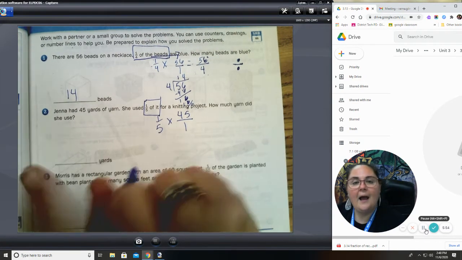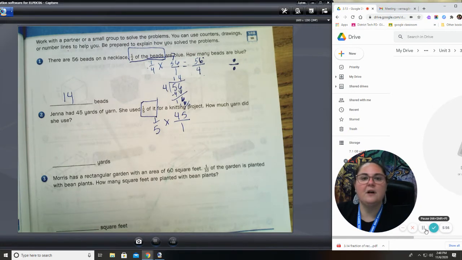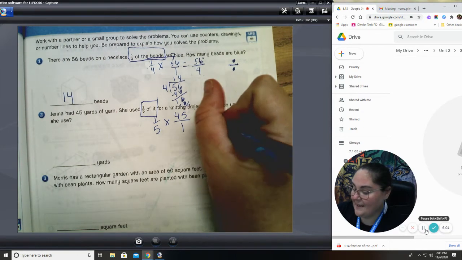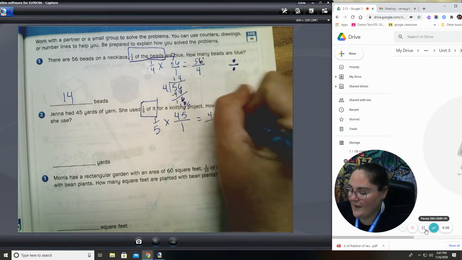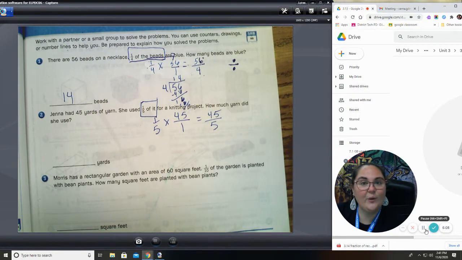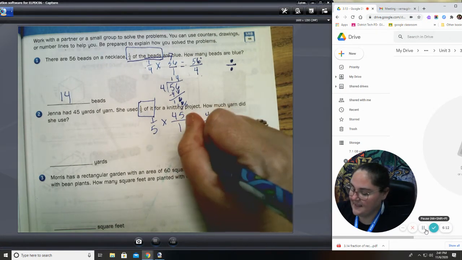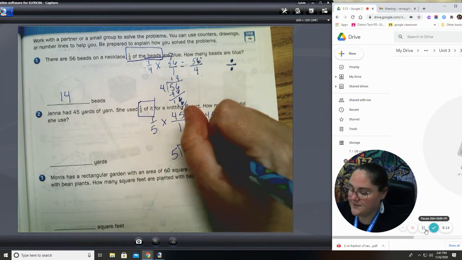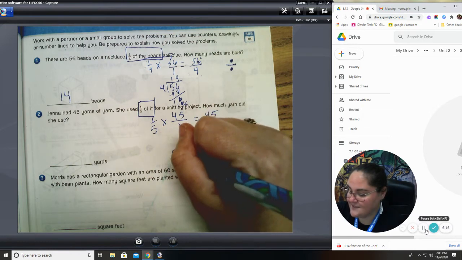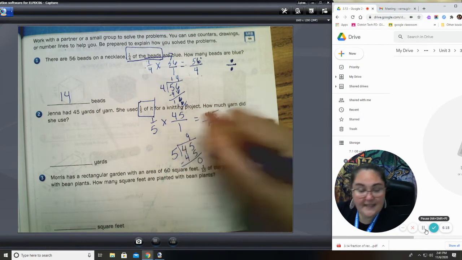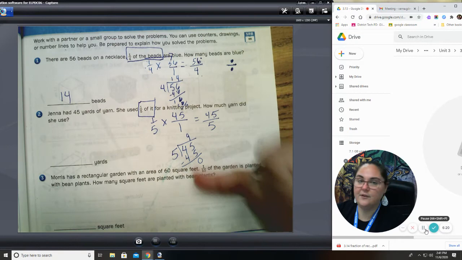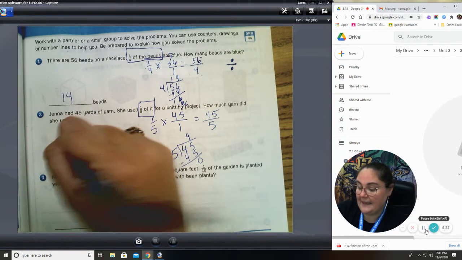All right. I want you to multiply straight across, divide if you need to, find your final answer. All right, the way you would do this is 45 times 1 equals 45. 1 times 5 is 5, and then you're going to divide 45 divided by 5. It goes in there 9 times. 9 times 5 is 45. So this one is even. If there's no remainder, then you're set. Then your answer would be 9.